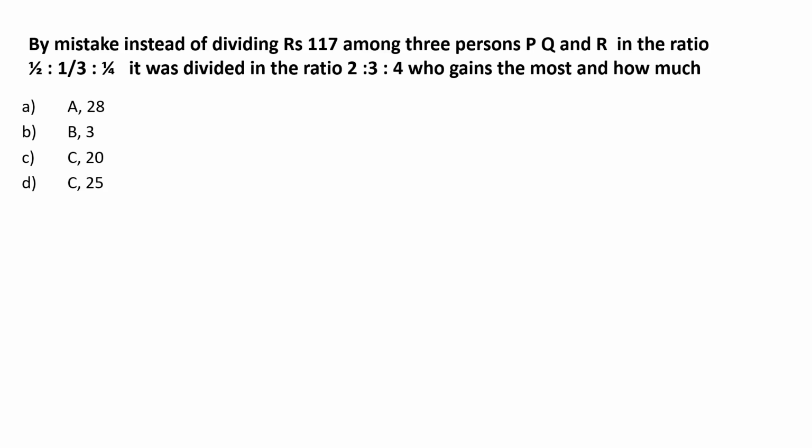117 rupees were supposed to be divided among P, Q, R in the ratio of 1 by 2 is to 1 by 3 is to 1 by 4. But by mistake, they distributed that amount in the ratio of 2 is to 3 is to 4. And we need to find who is the most beneficiary. The amount was supposed to be distributed in the ratio of 1 by 2 is to 1 by 3 is to 1 by 4.